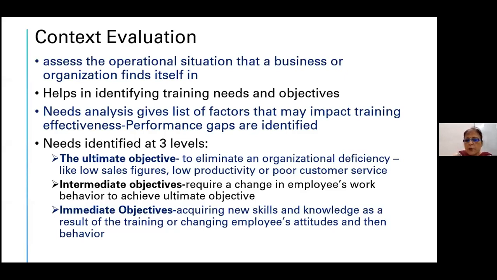They call it the ultimate objective. That is what is actually the problem, the performance problem. It could be anything like low sales, low productivity, too many complaints from the customers, and so on. So what is actually the organizational goal? It is not just one goal that would be there. There will be a number of goals, and out of that you choose one goal which is specific, and you specifically want to address that problem.